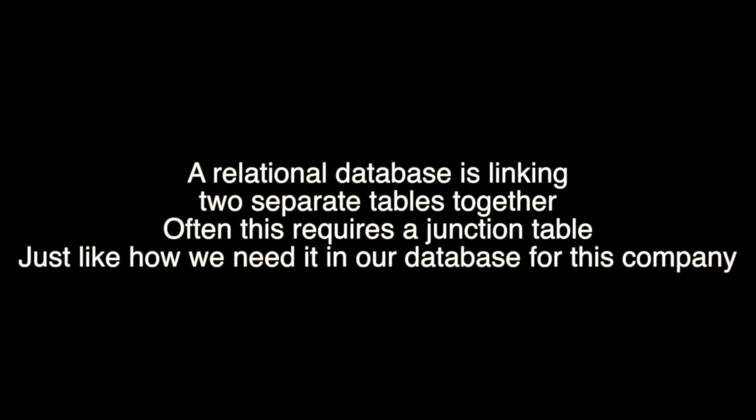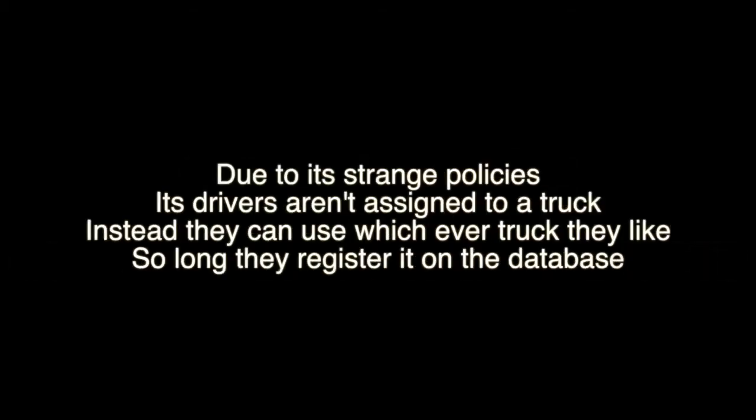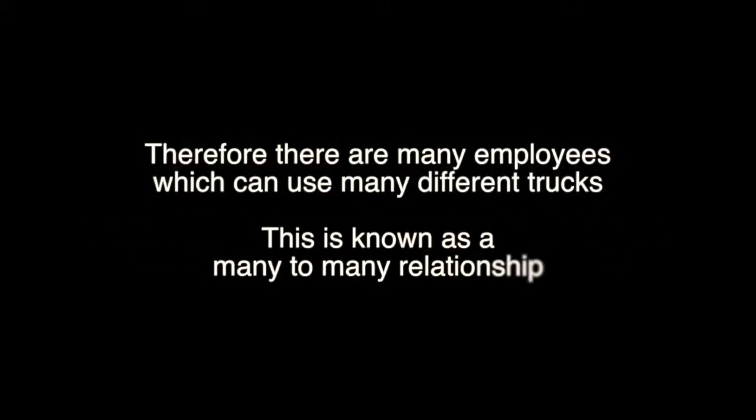One of the hardest things about databases is to be able to build a relational database. A relational database is linking two separate tables together. Often, this requires a junction table, just like how we needed in our database for this company. Due to the strange policies, its workers aren't assigned to a car. Instead, they can use whichever car they like, so long as they register it on the database. Therefore, there are many employees which can use many different cars.